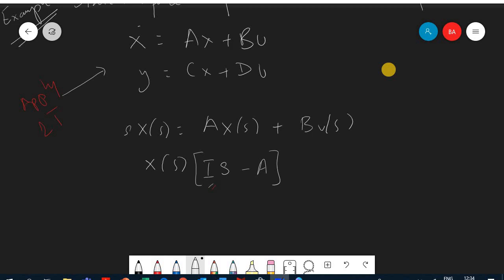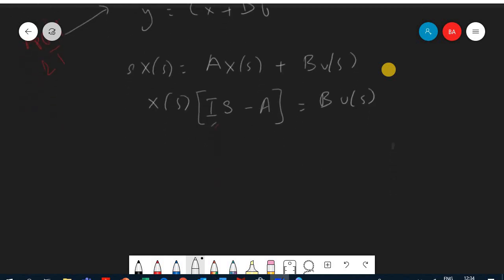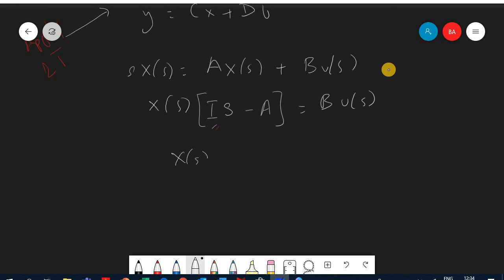Okay, so continuing on, this is equal to b u of s, and if I want to find x, of course, if I want to take this to the other side, taking this to the other side is not divide, it is the inverse.